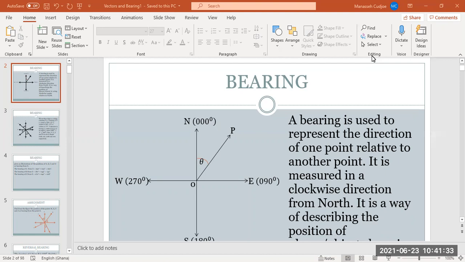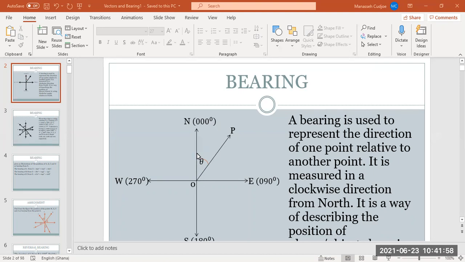All right, so without further ado, let's get started with the concept on bearing. One thing you have to always bear in mind when it comes to bearing is that bearings are special angles that are measured in the clockwise direction. And our reference point is always the north.